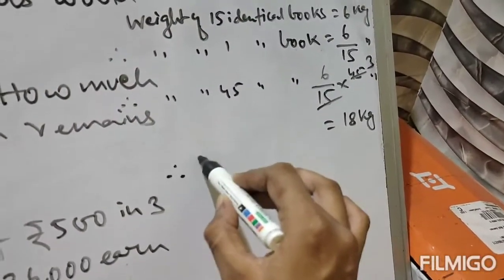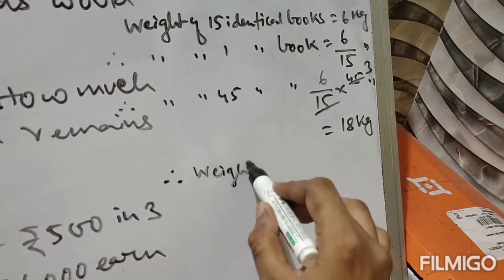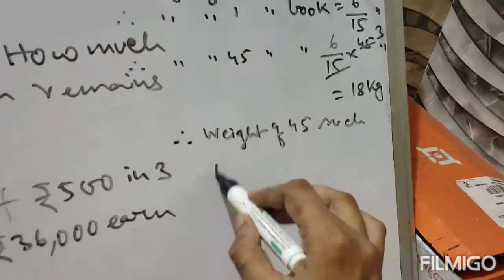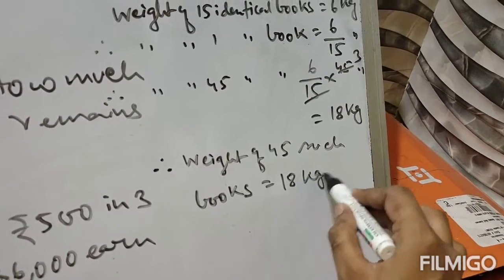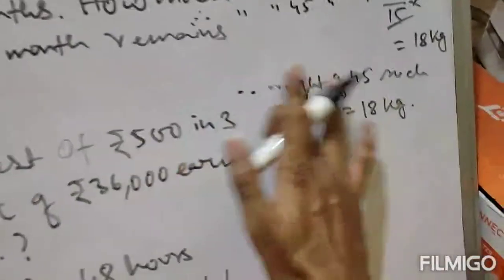Therefore write: weight of 45 such books will be 18 kg. That is the answer. Next, question number 3.